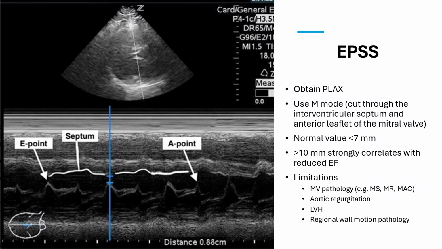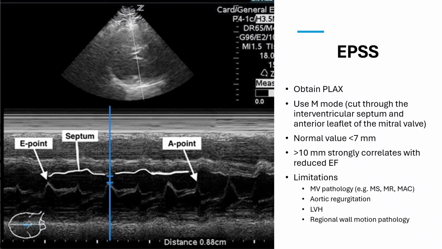However, there are some limitations. In patients who have mitral valve pathology, such as mitral stenosis because of restricted mitral leaflet mobility, mitral regurgitation, mitral annular calcification, aortic regurgitation, left ventricular hypertrophy, and regional wall motion pathology, this EPSS modality is potentially less useful.